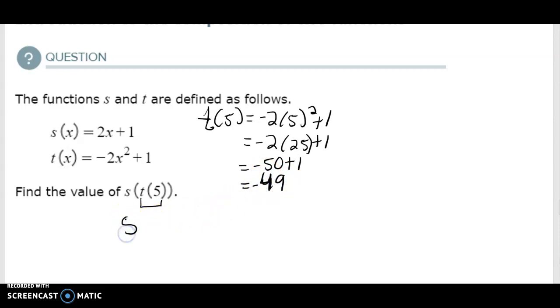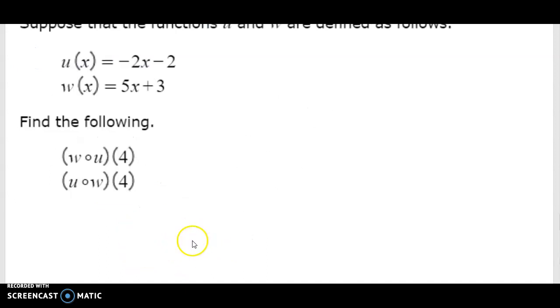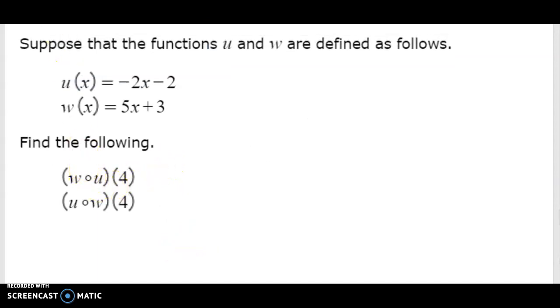So this is asking me to input a negative 49 wherever I see an s, or an x in the s function. And that gets us to negative 97. So I know the s function, when I put in a t of 5, I get out negative 97. So this you would say s of t of 5 is negative 97. This is a similar idea, just a different notation.